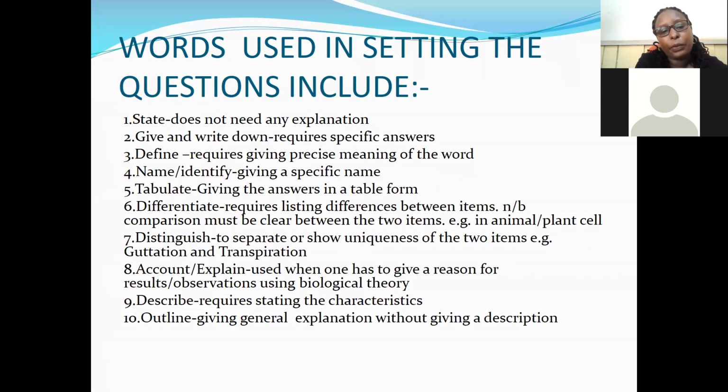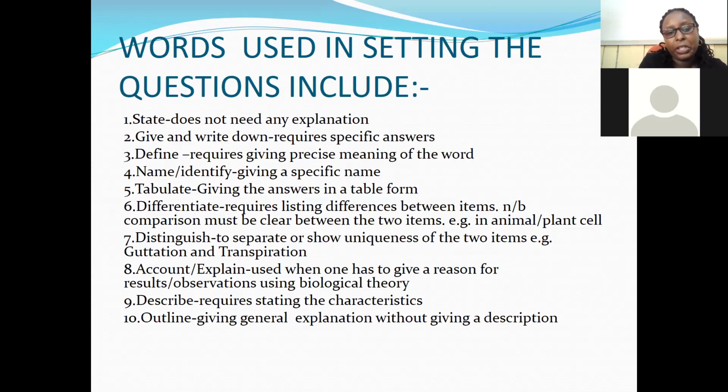When the exam or the question is asking you to distinguish, you're supposed to separate or to show uniqueness of the two items. A good example I use is for the terms guttation and transpiration. If you were to give the uniqueness of the two items, a student will be required to write how the water is lost through the two.